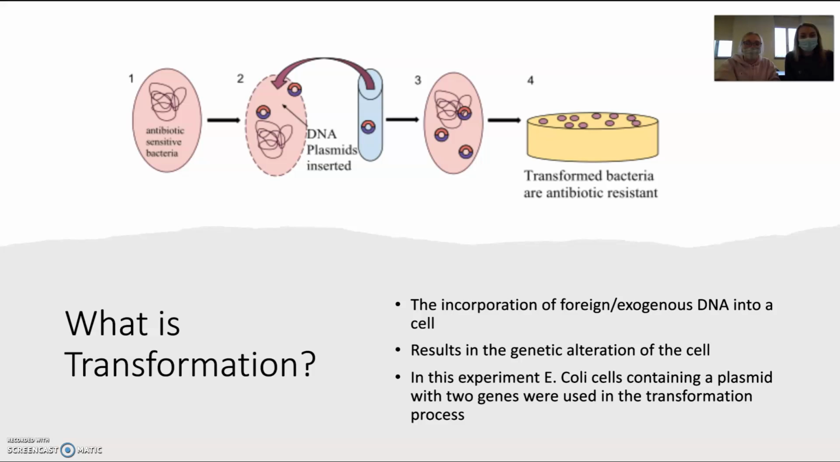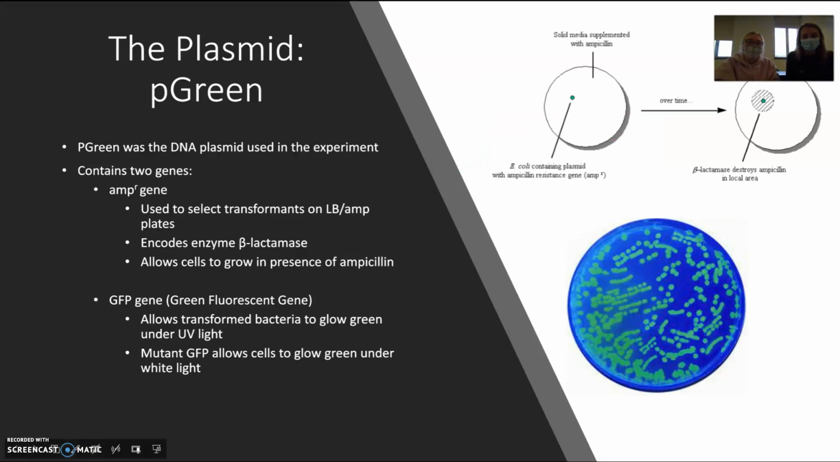In this experiment, we used E. coli cells that contained a plasmid with two genes that were used in this transformation process. The first gene was the AMPR gene, which encodes an enzyme called beta-lactamase, which allows cells to grow in the presence of antibiotics, in this case ampicillin, and it's used to select transformants on LB ampicillin plates.